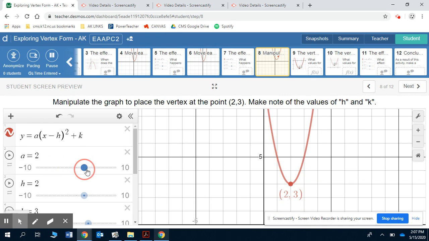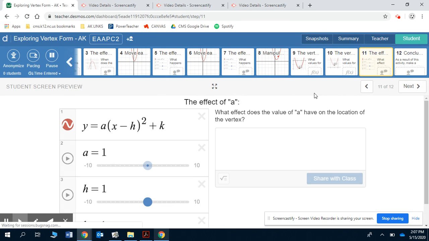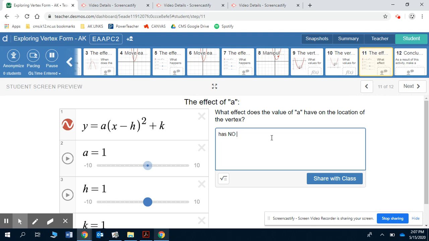It doesn't move anywhere. So the truth is that your a value, if you come back to our last slide, doesn't have any effect on the vertex whatsoever. It has no effect on the vertex. That's a really important observation, that the a value can be whatever it be. Now it does affect the shape of the parabola, but it doesn't affect where the vertex ends up being.